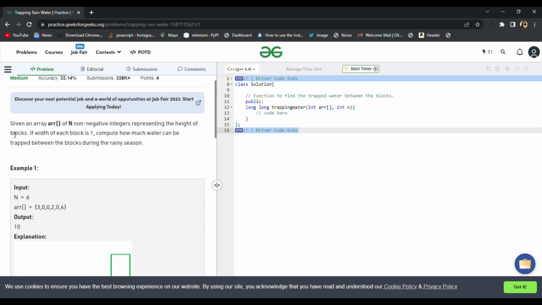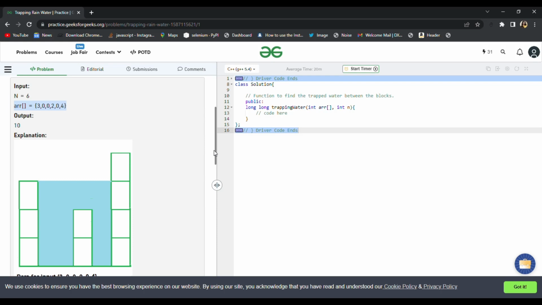It says, given an array of n non-negative integers representing the height of the blocks. So the array which is given over here is representing the height of the blocks. Okay, so this block is for height 4, this block is for 0, this is for 2, this is for 0, this is for 0, and this again is for 3. So the array which is given over here represents the height of the block, and there are 6 blocks. So we understood the input over here.